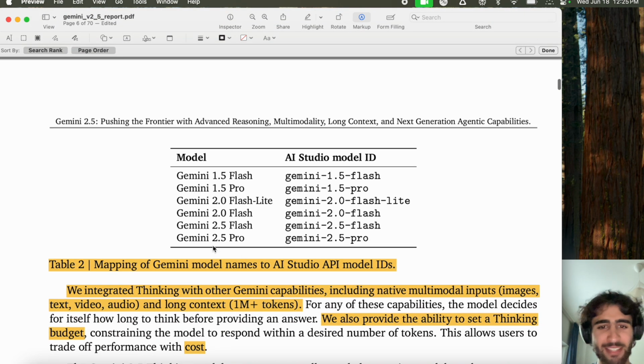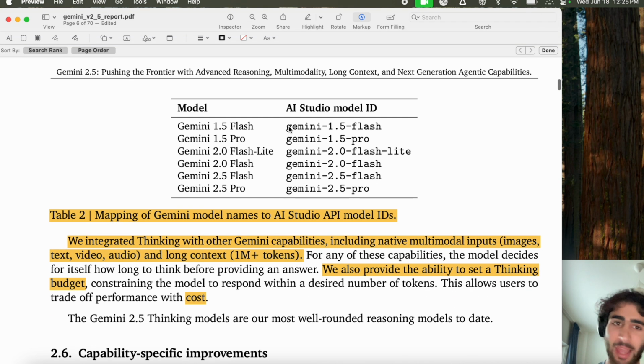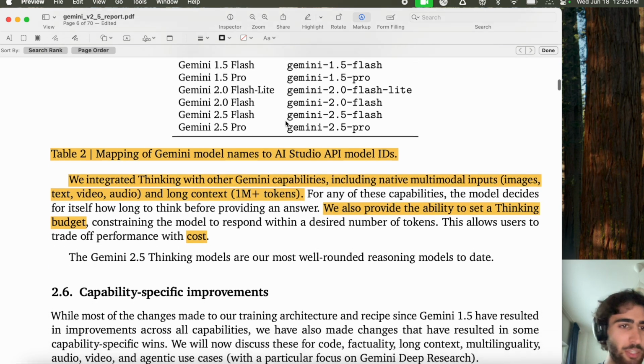They also have this weird table, which I have no idea why it's been put in here, which just has the model IDs corresponding to their Google AI Studio API tag. So I guess if you want to look at these and memorize this table, then please be my guest.